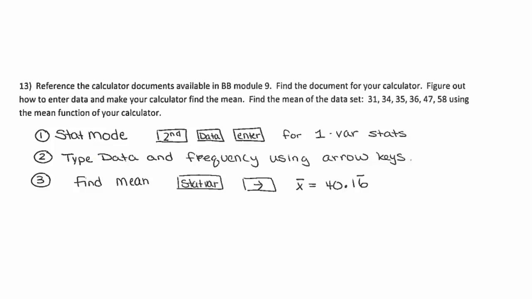Then you type the data using that data button and using the arrow keys. After each piece of data, it will prompt you for the frequency. How often does that data appear in your set? And then to find the mean, you'll push the stat var button and arrow over to X bar.